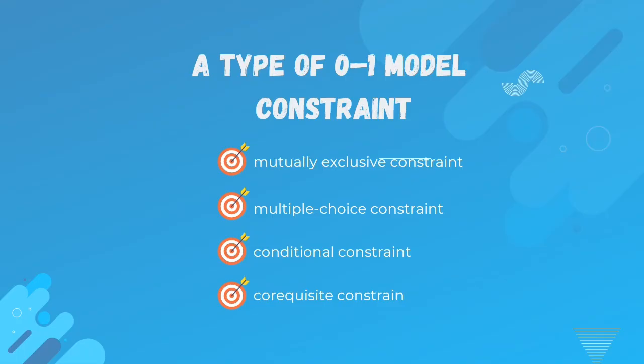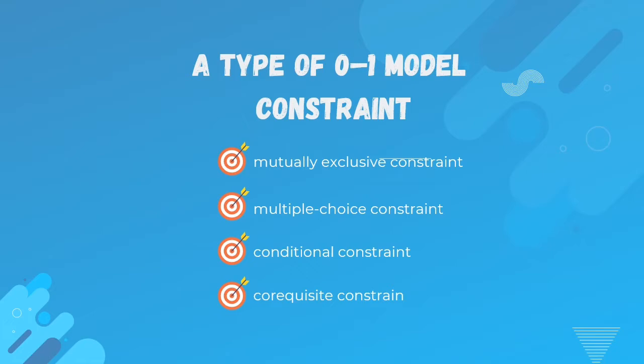We have different types of 0-1 model constraints. One of these is the mutually exclusive constraint. It happens when either of the variables can have a value of 1, or both variables can equal 0. Kagaya nito yung problem kanina regarding the swimming pool or the tennis center.